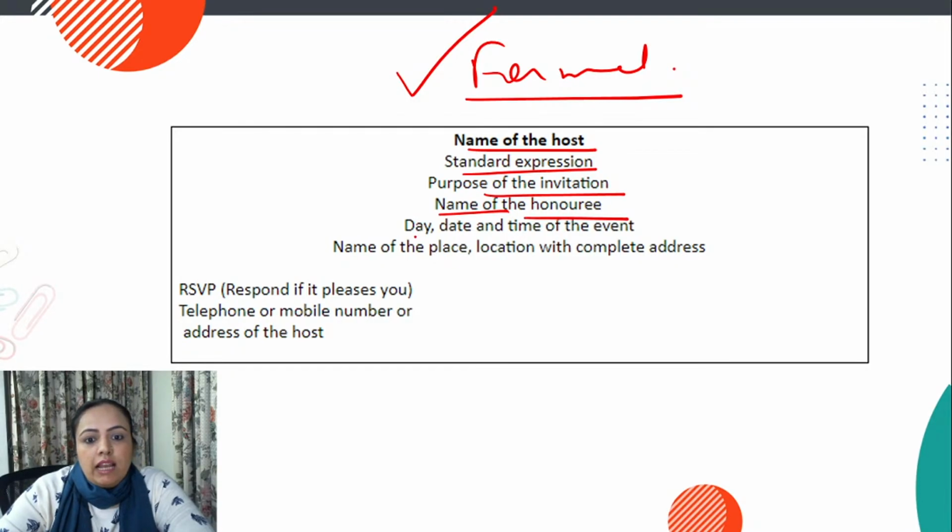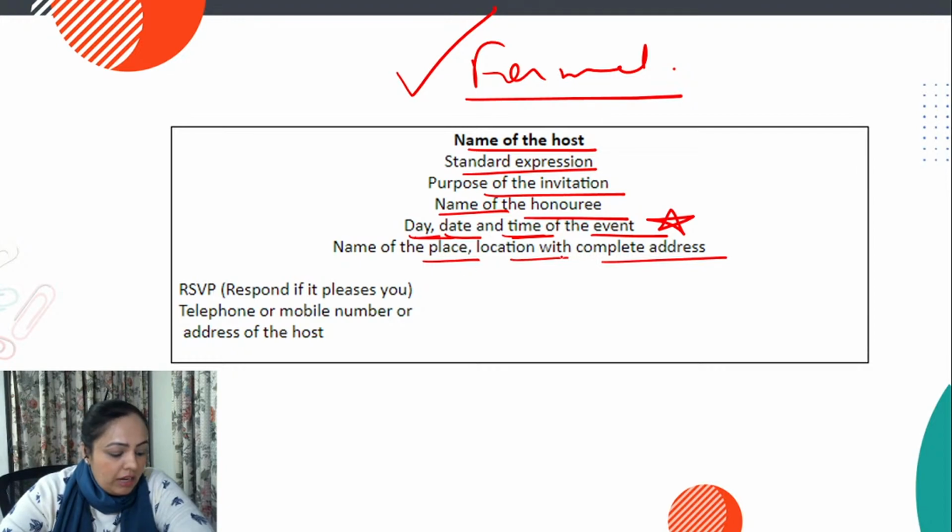Next thing is the day, date and time of the event. These details are very important. Whenever you are writing an invitation, you have to cover these 3 things: day, date and time. Then the name of the place, location with complete address, जहाँ पर ये event होने वाला है जिसके लिए आप invitation भेज रहे हैं.